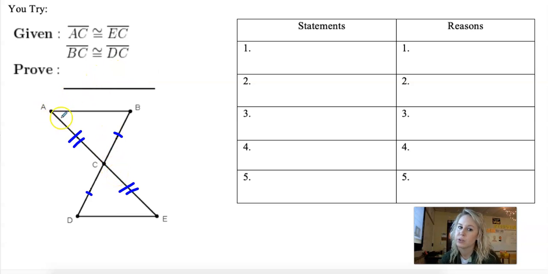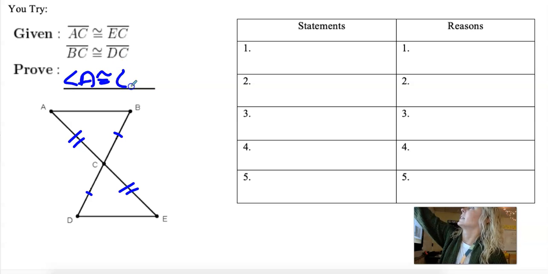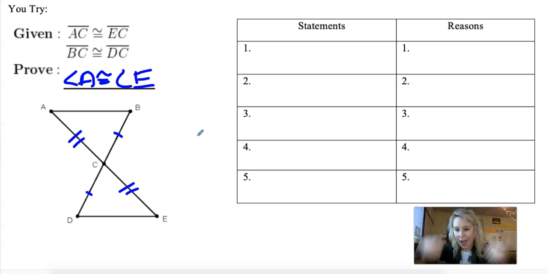But I could maybe prove that this angle A is congruent to this angle E, because that's a corresponding part. Or I could maybe prove that B is the same as D. That would be another example. Or your last side, you could prove that AB is the same as ED. Okay? So again, any of the angles or sides that we don't know can be in your proof part. So for this example, I want you to prove that A is congruent to E. Okay? So press pause and try the rest of the page.